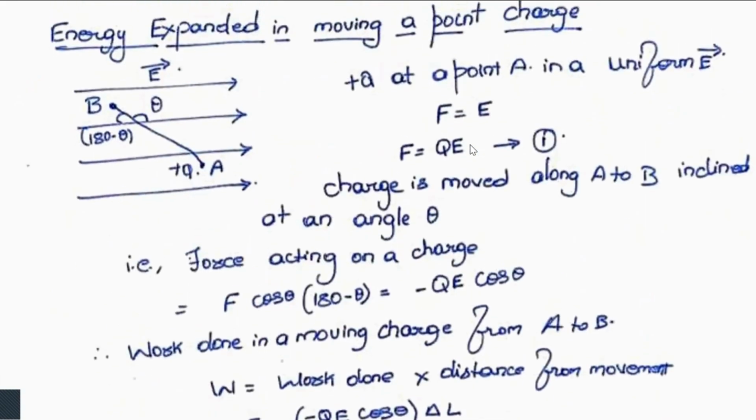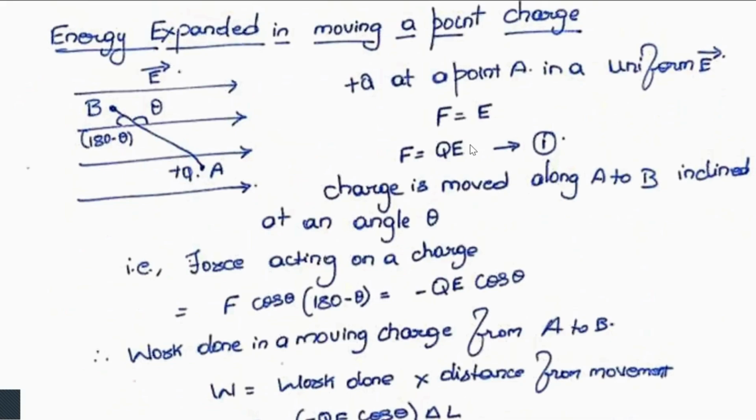A derivation where you consider a point charge Q at point A in a uniform electric field, where force F is equal to Q into E. Consider that as the first equation. The charge is moved along A to B, inclined at an angle of theta. You can observe it here.